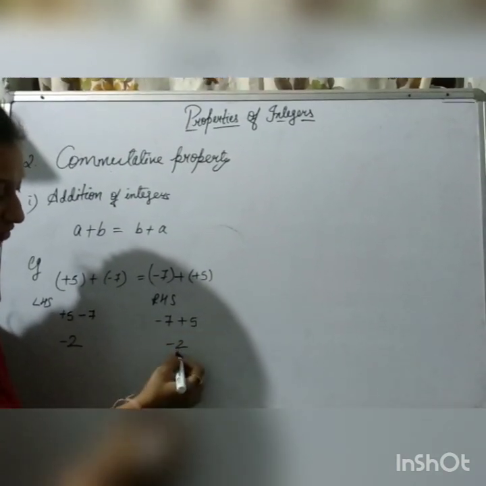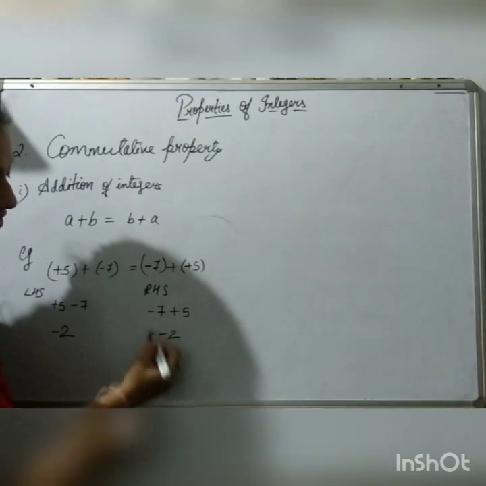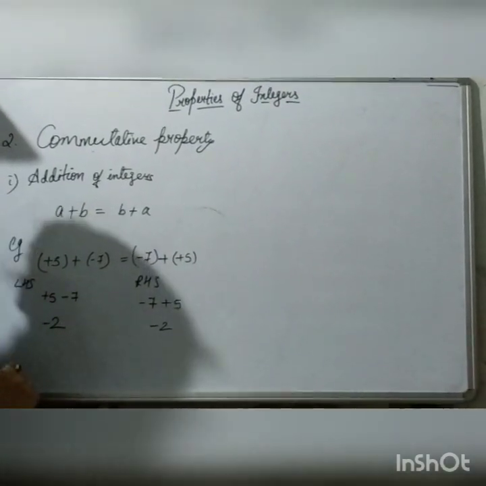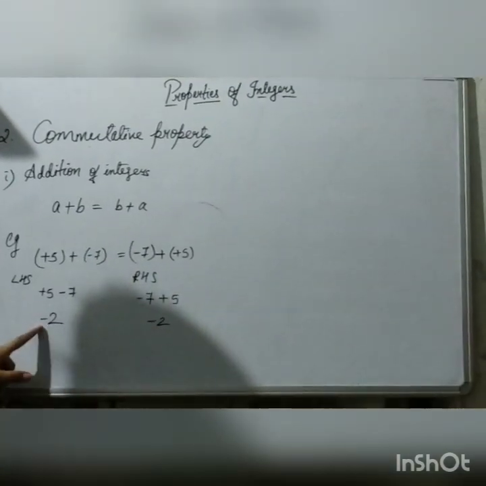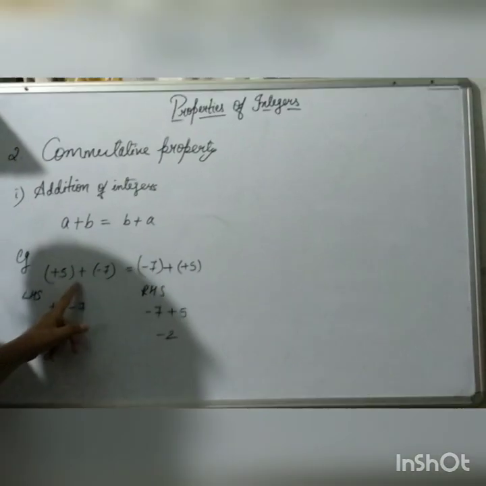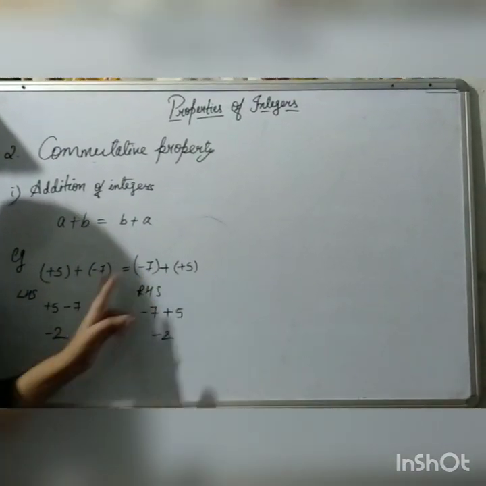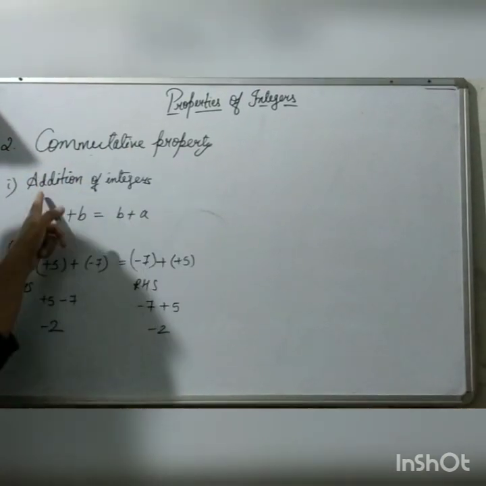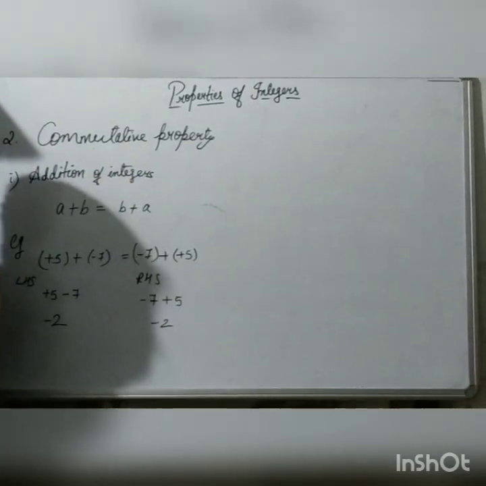Same answer you can see. Here 7 minus 5, 2, because minus plus minus, and 2 will get a sign of bigger numerical value. So 2 will get a sign minus. So here both the answers are same. That means no change in the answer if I change the order of integers while doing addition. So that means the commutative property is applicable to addition of integers.